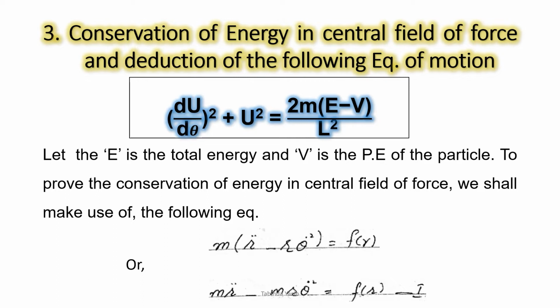We know that the central force is the radial component, where all the forces act along the line through the origin in the central force, and r double dot minus r theta dot square is the radial component of acceleration. That is similar to Newton's second law, F is equal to ma. Here that is the equation of force for the central field of force.